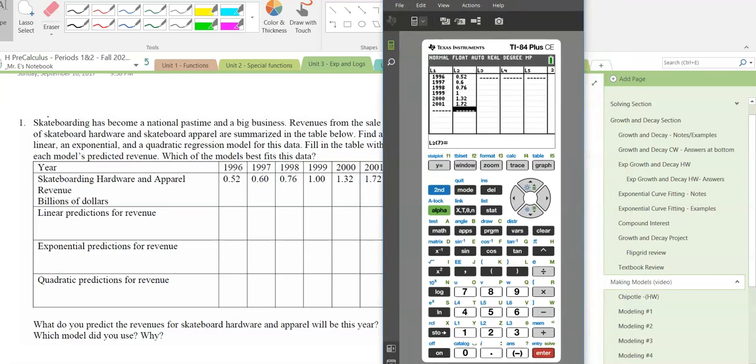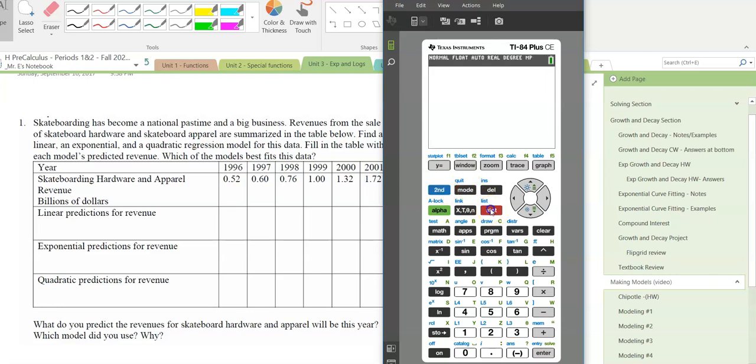So you can see that I've already put the data in my TI-84, and I'll just show you real quick how to do that. You go to Stat, and then you hit Edit. And if you do that, you can see that it gives you a bunch of different lists. I'm going to put all my data in List 1 and List 2. In List 1, I put in the years, 96, 97, 98, 99, and so on. And in List 2, I put in the money.